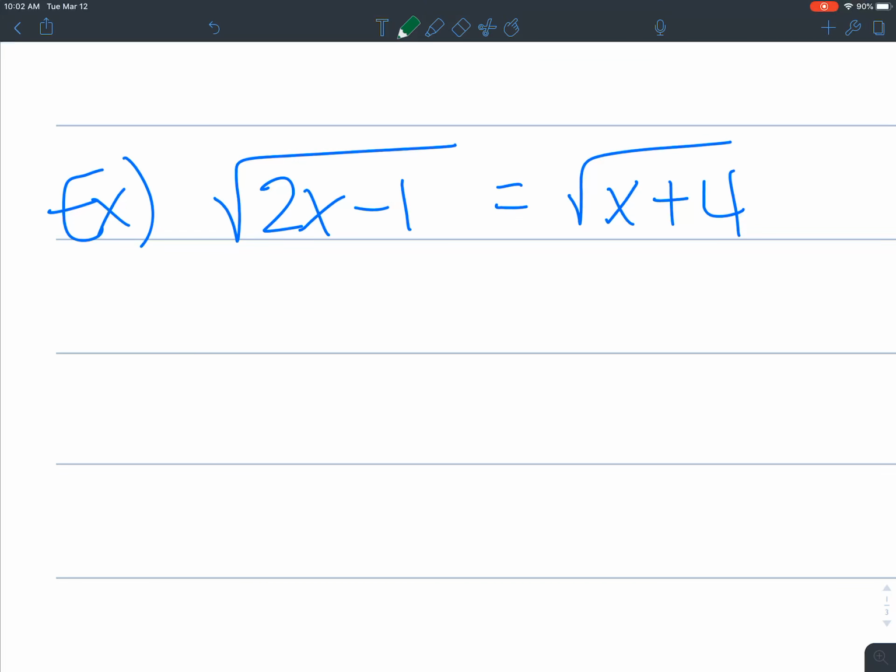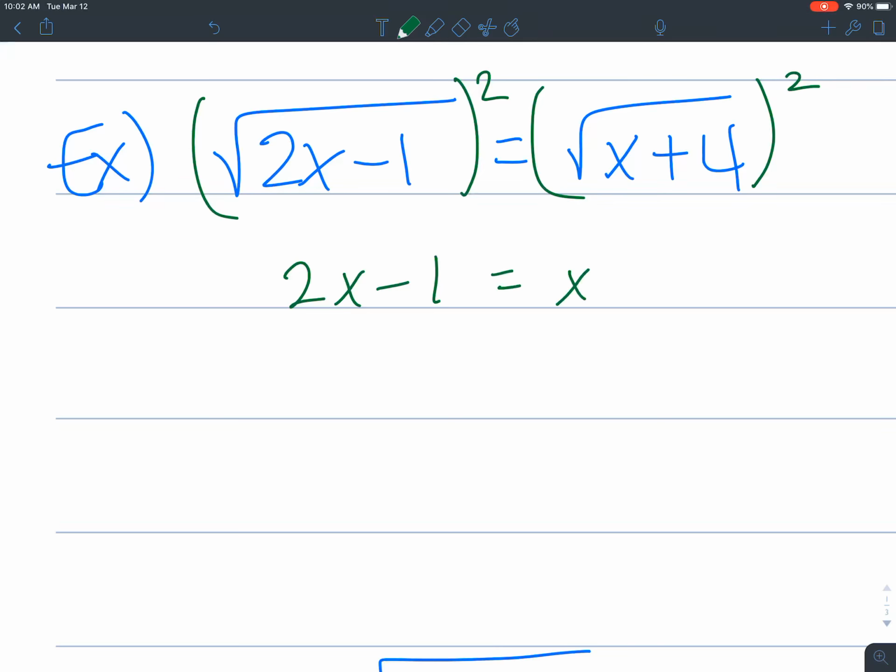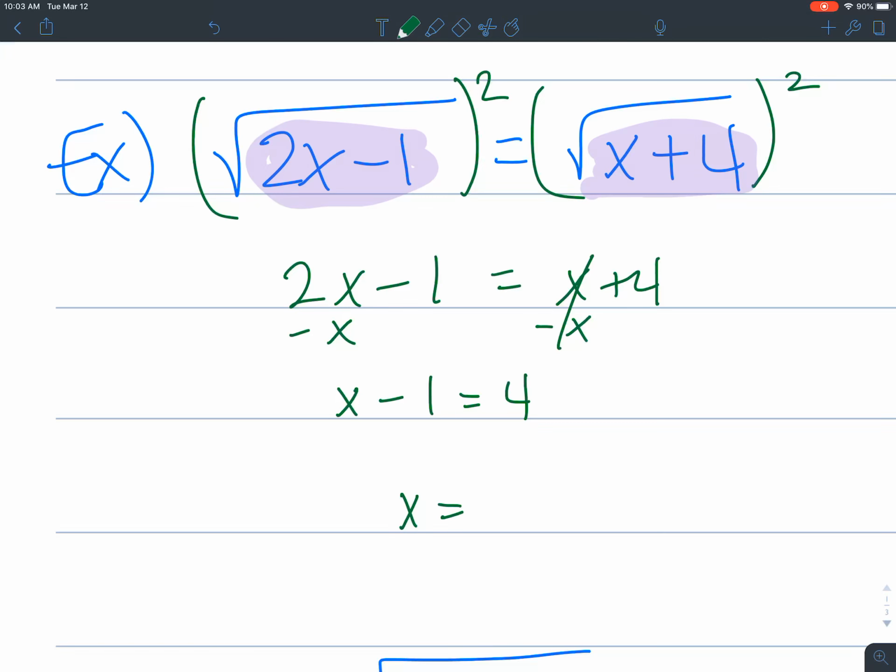So our next problem, we have square roots on both sides, and so we can just square both sides, and those will disappear. So we have 2x minus 1 equals x plus 4. So the part on the inside didn't change. We just got rid of the radical. So then we can subtract x to get x on one side, and we get that x minus 1 is 4. Add 1, x is 5.